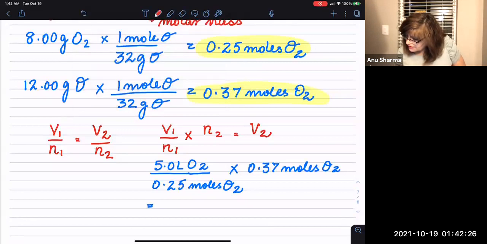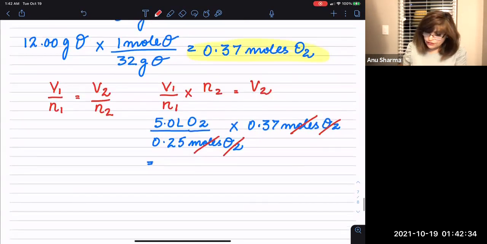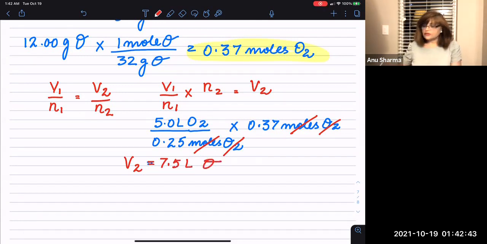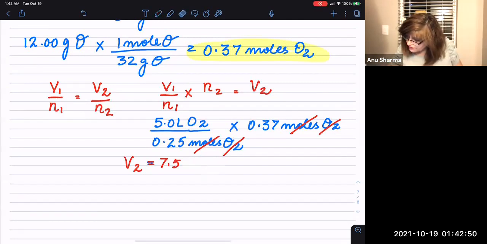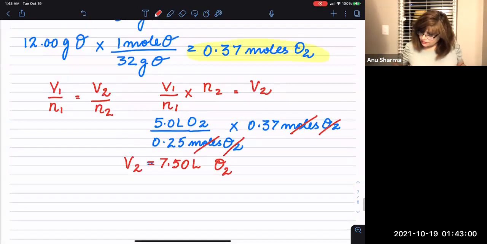Okay, so here we see the moles of oxygen and the moles of oxygen cancel out, and you're just left with the liters of oxygen. So when you do the math, this is the V2, which comes out to be 7.50 liters of oxygen gas, O2.